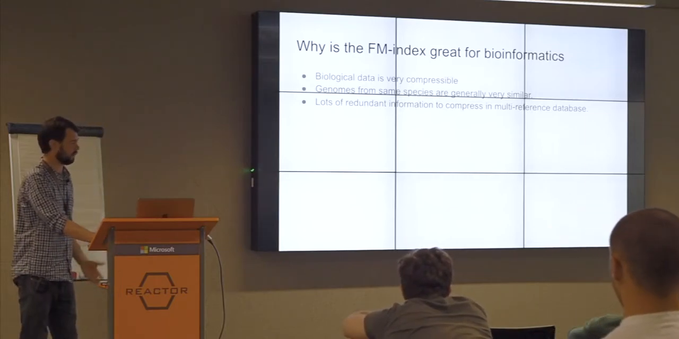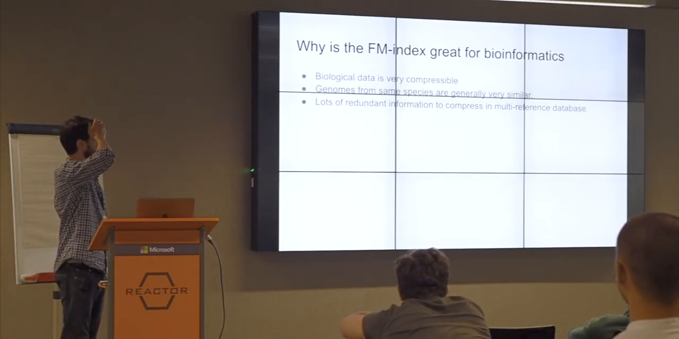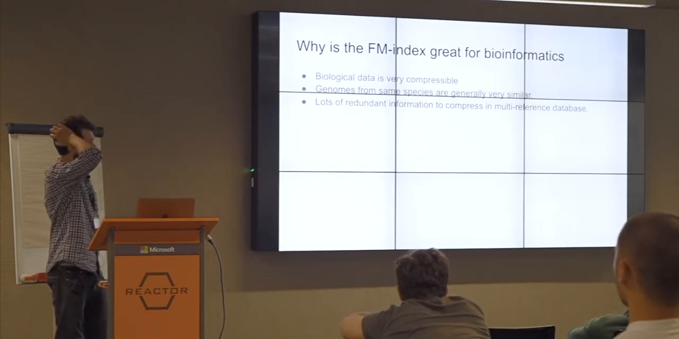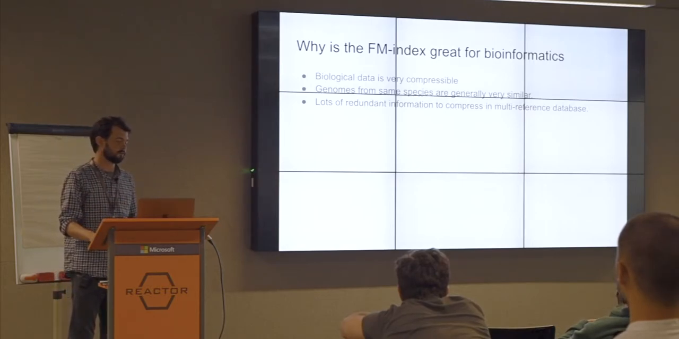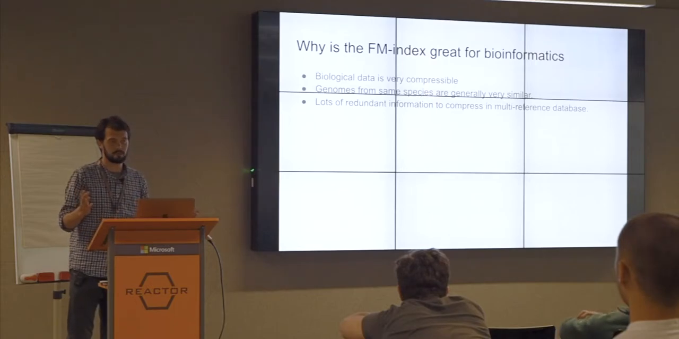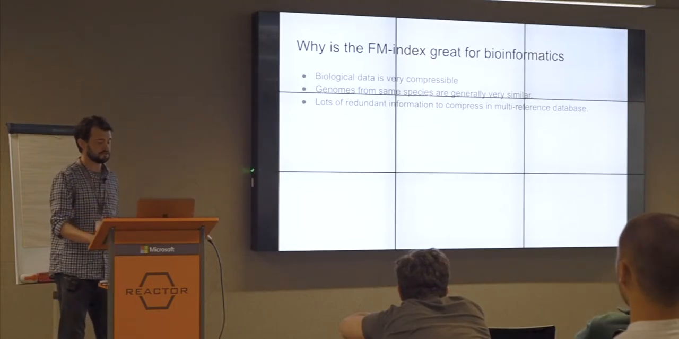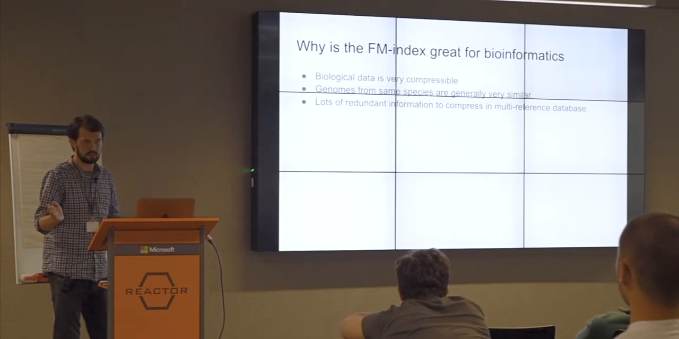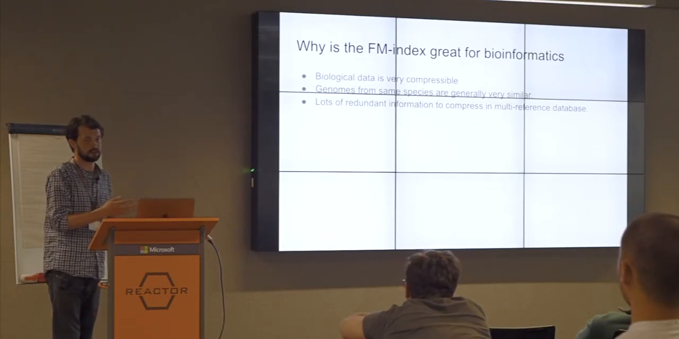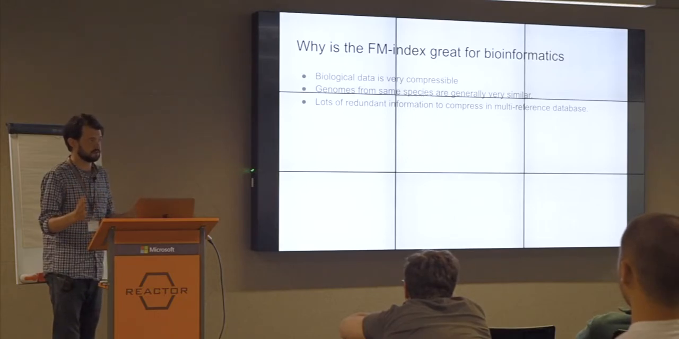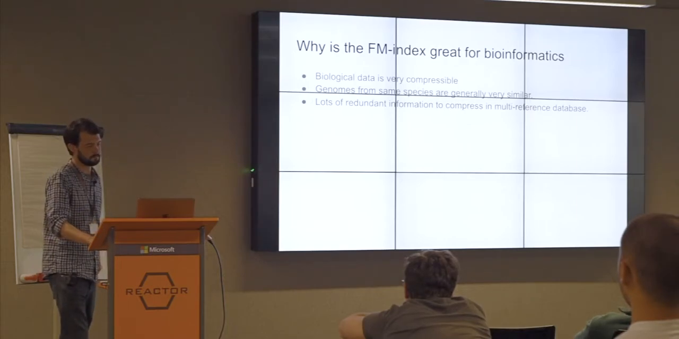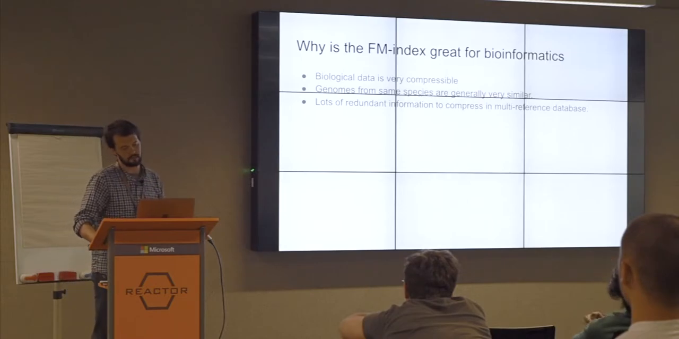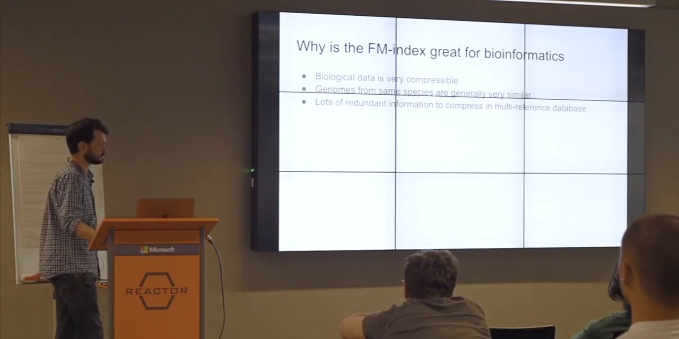So there's a couple of reasons why the FM index might be really good for bioinformatics, and that's that biological data is really compressible. If we were to build up, say, a big database of, I don't know, criminals or something like that for forensics, humans are all pretty similar, right? I mean, we're 99% the same as monkeys, apparently, so we must be 99.99% the same as each other. So it's going to be really compressible, all that data, right? Same thing for bacteria. Lots of redundant information which can be compressed into a multi-reference database.